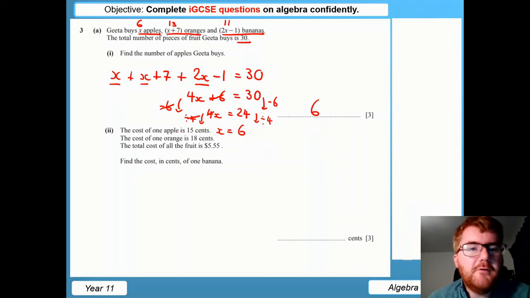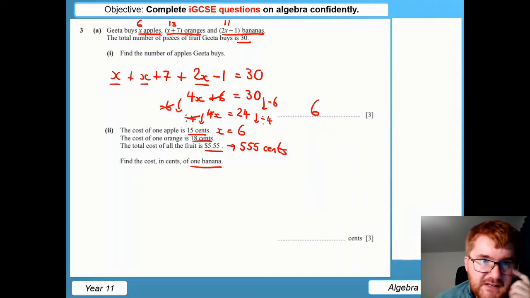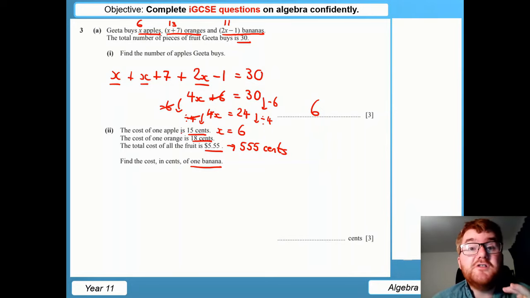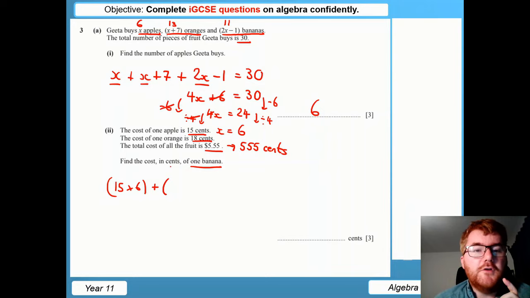Now, the cost of 1 apple is 15 cents. The cost of 1 orange is 18 cents. And the total cost is $5.55, also known as 555 cents. And we need the cost of 1 banana. So the way I'd approach this is, well, let's work out the total cost of all the apples. Each apple costs 15 cents and there are 6 of them, so we do 15 times 6. Then we add on the total cost of all the oranges. Well, there are 13 oranges at 18 cents, so 18 times 13.